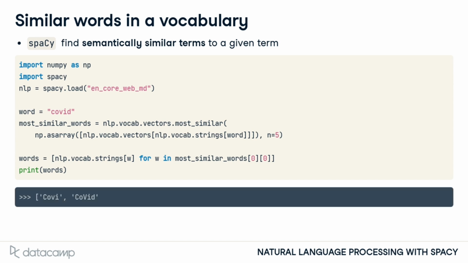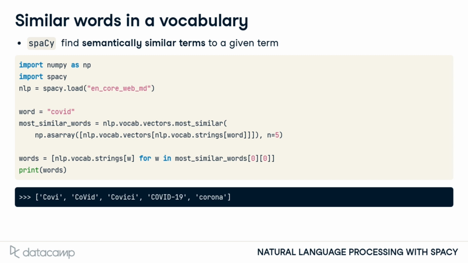terms. We can see similar words such as COVID-19, corona, and COVID in the output. These words are commonly present in the same context as the word COVID and are semantically similar. spaCy uses the most_similar function to return word IDs of the most similar terms from its vocabulary by finding the word vectors that have the minimum distance to the word vector of COVID. We then use nlp.vocab.strings, with the extracted word ID inside brackets, to find the similar words.